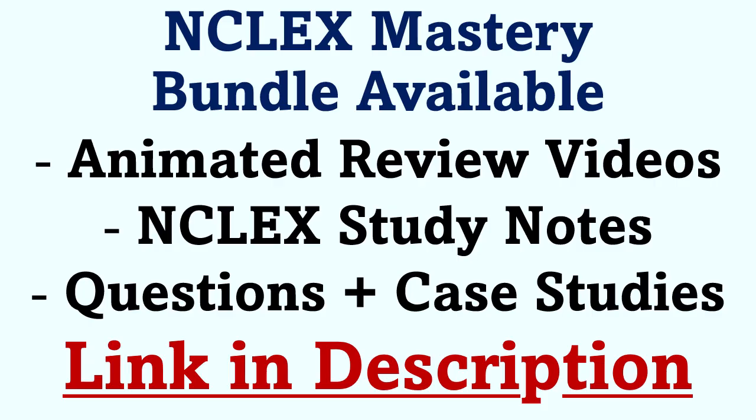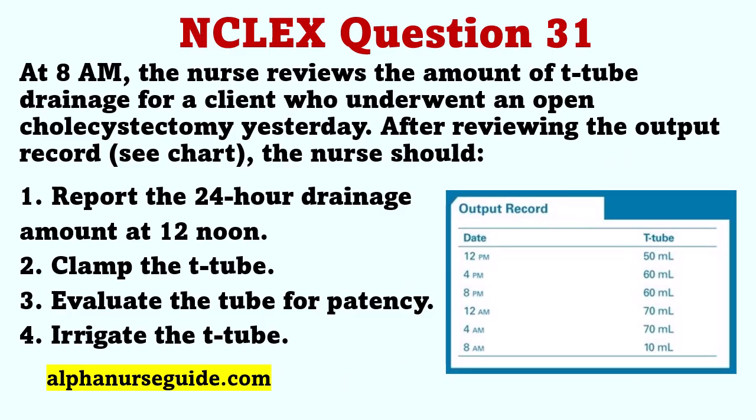Back to the questions. At 8 a.m., the nurse reviews the amount of T-tube drainage for a client who underwent an open cholecystectomy yesterday. After reviewing the output record, the nurse should 1. Report the 24-hour drainage amount at 12 noon. 2. Clamp the T-tube. 3. Evaluate the tube for patency. 4. Irrigate the T-tube.